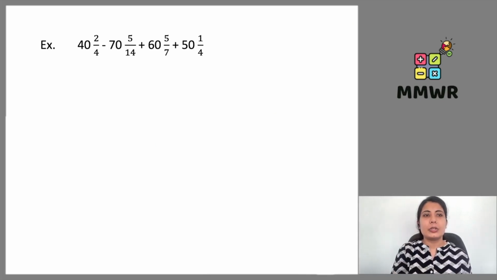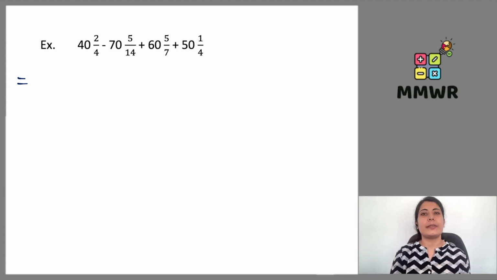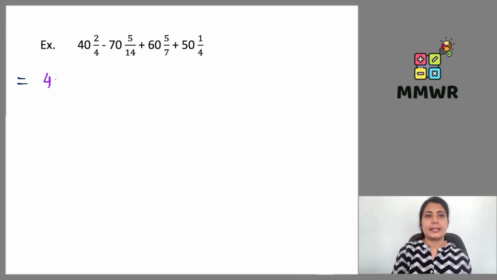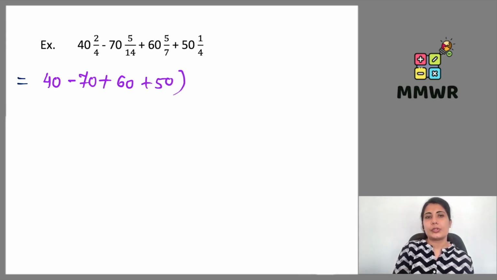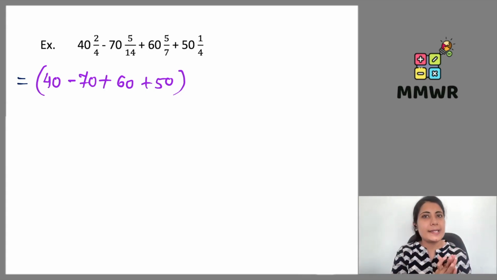Next problem we have 40 and 2 by 4 minus 70 and 5 upon 14 plus 60 and 5 by 7 plus 50 and 1 by 4. What will we be doing? Exactly. We'll first make the groups here. So who will be in the group? The whole parts: 40 minus 70 plus 60 plus 50. Here also you can make the group smartly, keeping all the numbers which have the plus sign, positive sign, together, and minus 70 can be written at the end also. That associative property you can smartly apply here.